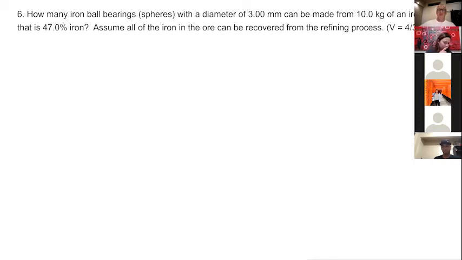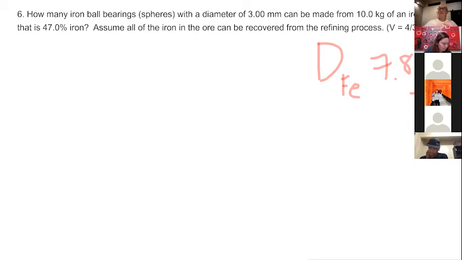Oh, I haven't given you the density of iron. I was a bad guy this week. So you need the density of iron for this one. Anyone have the density of iron, just tattooed on the back of their hand? 7.874 grams per cubic centimeter. Okay, there you go.